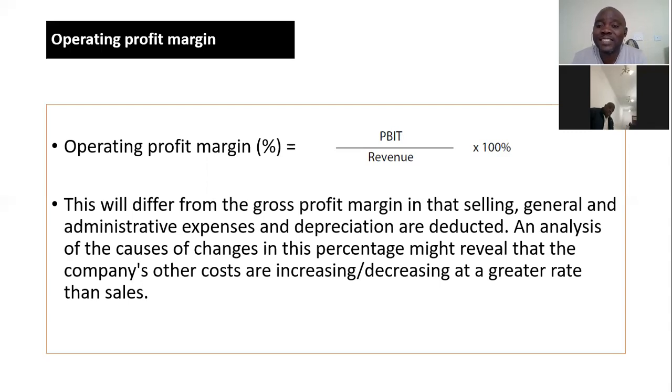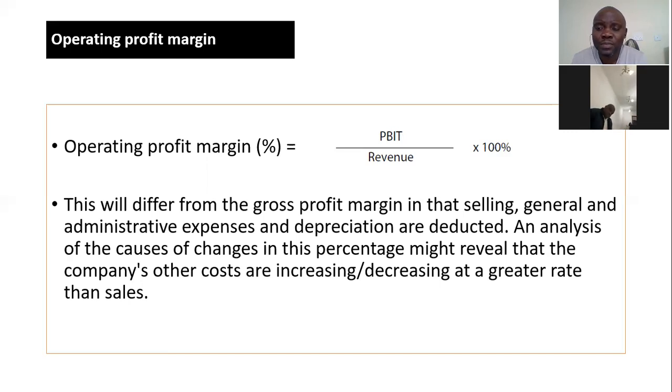You're looking at depreciation. So an analysis of the causes of change in this percentage might reveal that the company's other costs are increasing or decreasing at a greater rate than sales. So it might give you an understanding of what the admin costs are as a percentage of revenue. Is it increasing? Is it reducing? Should we now scale down on period costs, on selling, general and administrative, which is basically the SGA?